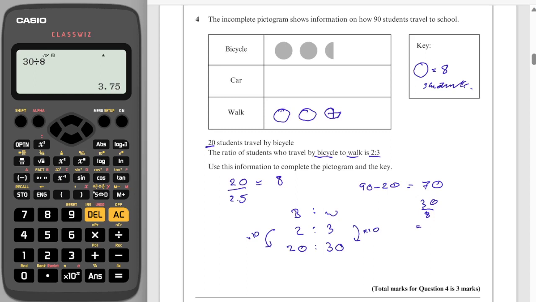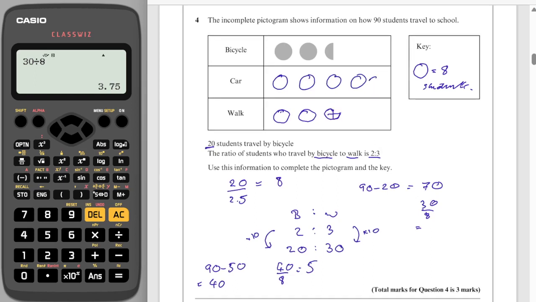So we've got 40 left. So let's do 90 minus 50 is equal to 40. So we've got 40 students that travel by car. So 40 divided by 8 is going to be equal to 5. So I need to draw 5 circles to represent the car. 1, 2, 3, 4, 5. And my last one's dropped off. 5. There we go.